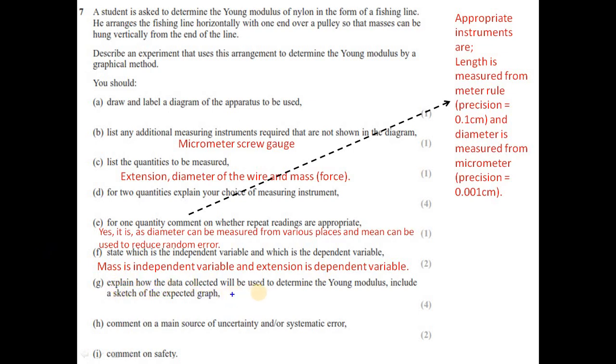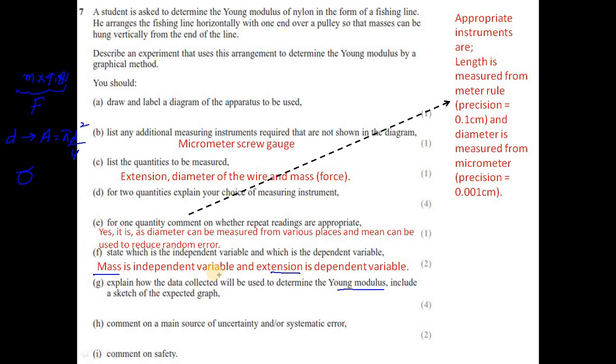Explain how the data collected will be used to determine the Young modulus. Remember, what are we doing? We are measuring mass and the extension. So the idea is this mass is going to multiply with 9.81, so we can get force. And then with the measured diameter, we can find the area using pi d square by 4. So we have force and area, so we can find stress.